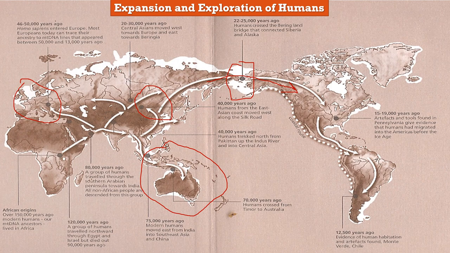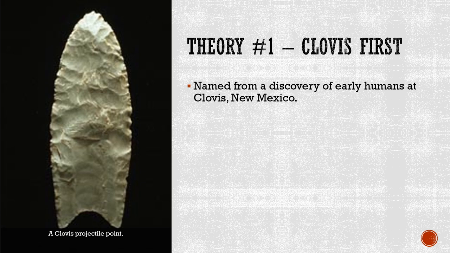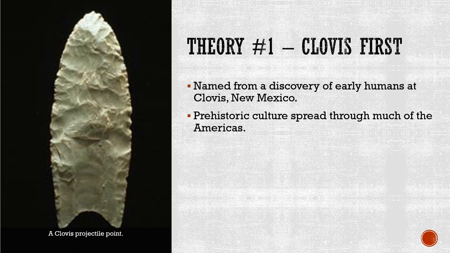One of the first theories to become popular among scientists of how human beings came into the Americas is the Clovis First Theory. So this theory is named for the discovery of primary sources, human artifacts from Clovis, New Mexico. These artifacts were primarily these spear points. You see an example of a Clovis projectile point there. And they have a very distinctive way that these spear points were created. And this culture that produced these spear points spread out all over much of the Americas during the Ice Age.